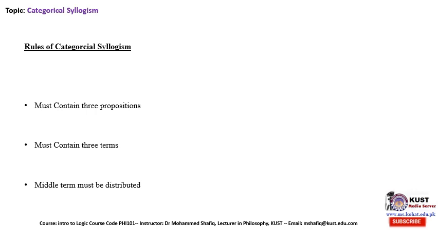If the middle term with which the other two terms are compared is undistributed, it means that part of it is compared with the major term and part of it is compared with the minor term. Hence, it fails to serve as a link between the two terms, and we cannot draw a conclusion. Does it make any sense? Well, the middle term, in simple words, must work as a link between the major term and minor term, or the major premise and minor premise.